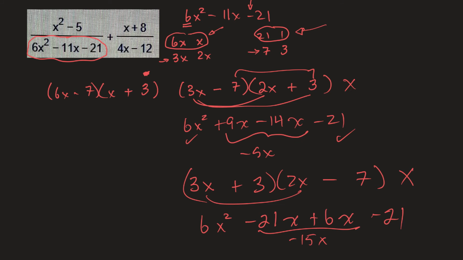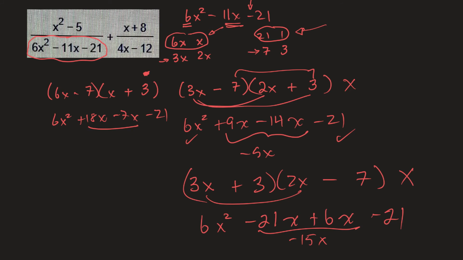Let's try it. 6x squared. 6 times 3 is 18. So it's like plus 18x. And then minus 7x. Oh, here we go. Minus 21. So here I'm getting a difference of 11, which is what I'm supposed to get. But mine is a positive 11.